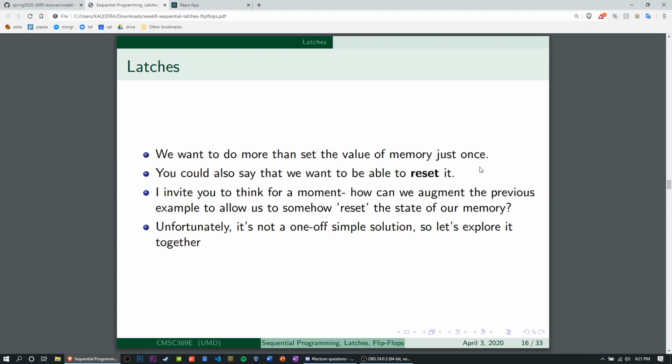So I invite you to think for a moment. How can we augment the previous example? How can we do something to this circuit that we have here to allow us to reset the state of our memory? Unfortunately, it's not a one-off simple solution. It's a little bit complicated, but we'll explore it. We'll walk through it together.